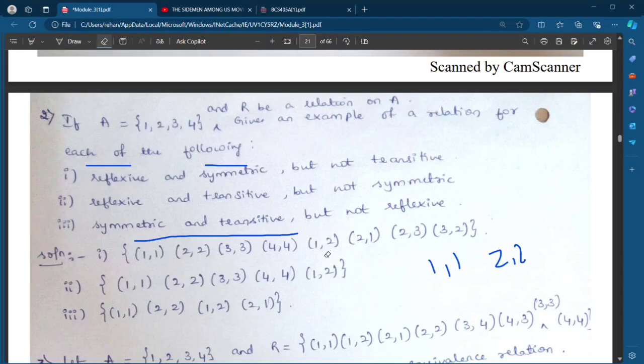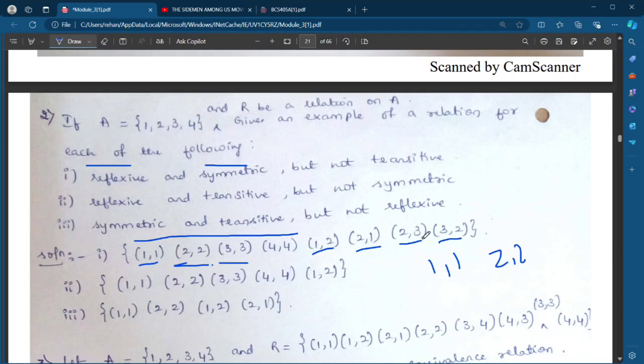Anyways, for it to be transitive, all the elements should be transitive. What I said now: for all conditions, if any one condition is false, even though some conditions are true, the whole thing will become false. Though here I have this and this satisfying the transitive property, look: I have 2 comma 2, 2 comma 1, which also satisfies the transitive property. Then 2 comma 3 I have. I don't have 3 comma 2. Oh, sorry, I have it here. So 3 comma 2, 2 comma 3, I have 3 comma 3.